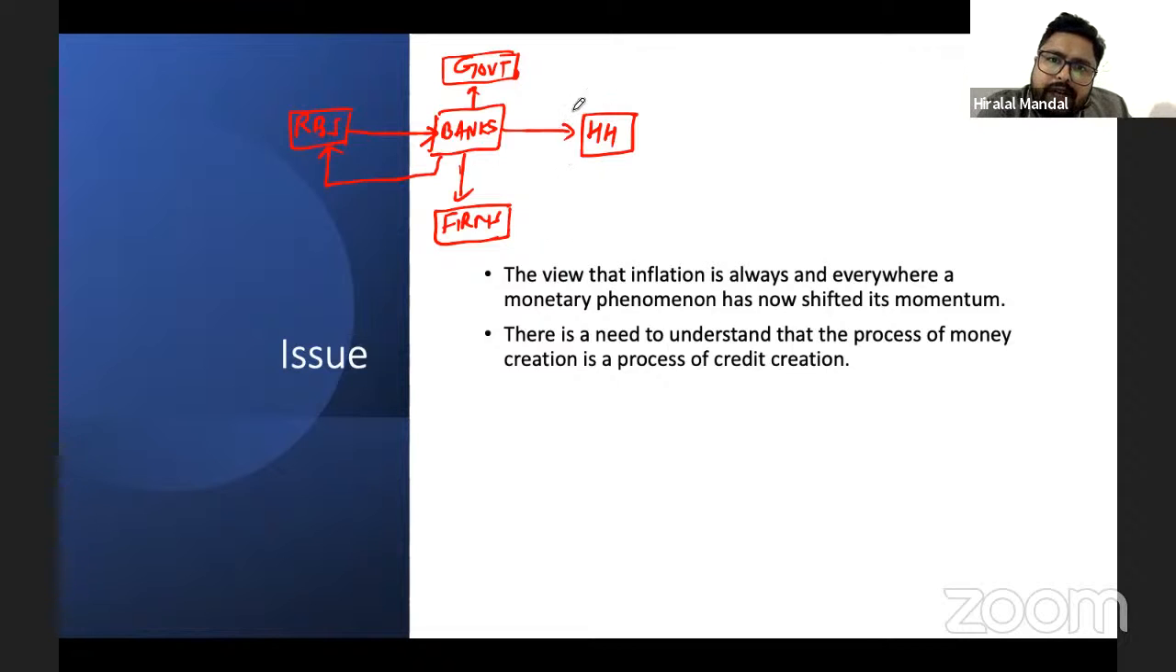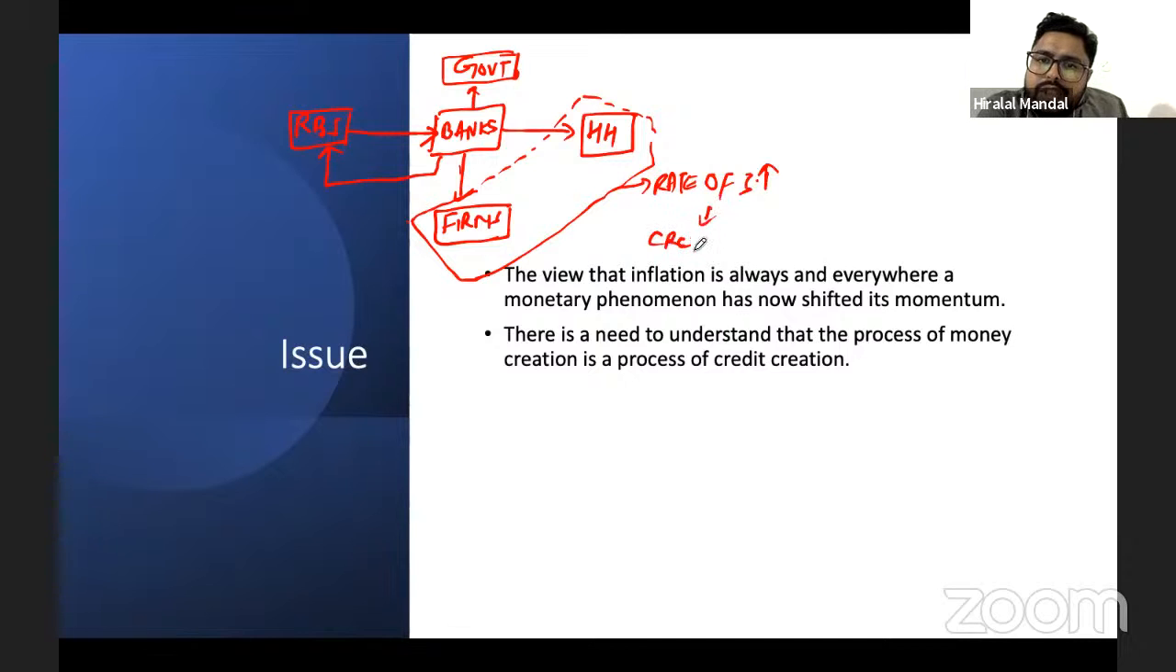Now if it gives money to the household and the firms, the rate of interest usually is very high. And as a result, what happens? Credit growth. This is known as credit growth. Credit growth happens in the economy, and more money, let's say, comes into the hands of households and firms. They do expenditure, and once they do expenditure, more money comes into the system. Money supply increases in the system, and if that happens, the inflation increases in the economy. All right, this is what happens.